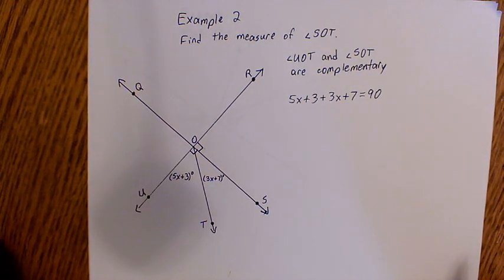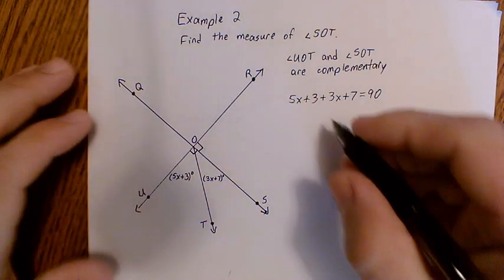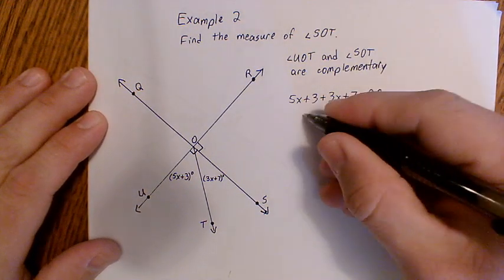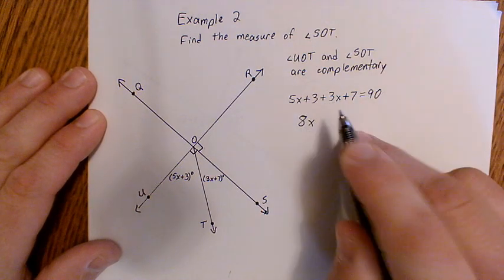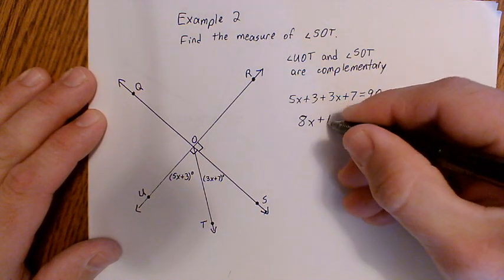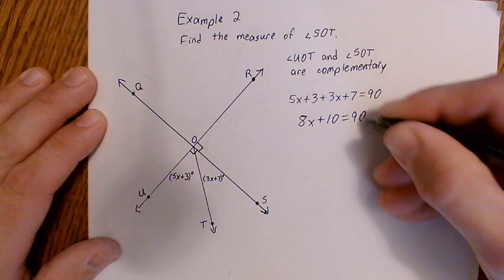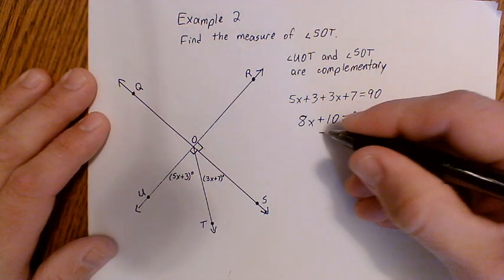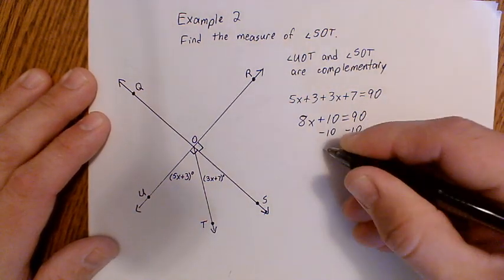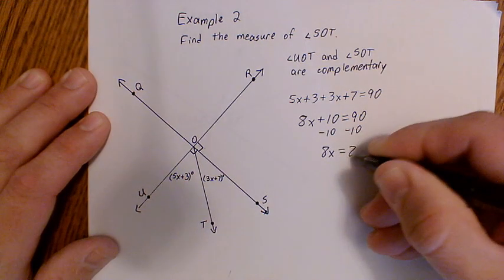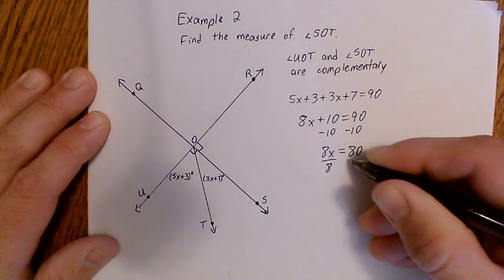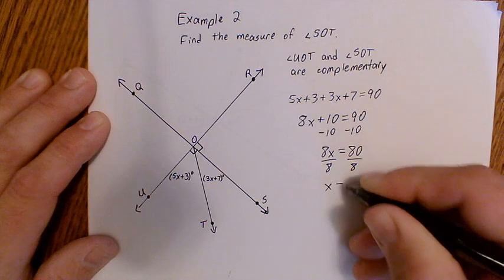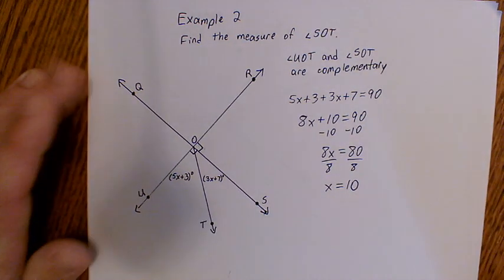Now, if you are sitting there thinking, wow, he should really combine like terms, you are correct. 5x and 3x makes for 8x. 3 and 7 makes for positive 10. Now, this is a lovely two-step equation. We're going to subtract 10 from both sides, so 8x will equal 80, divide by 8, x will equal 10. 80 divided by 8 is 10.